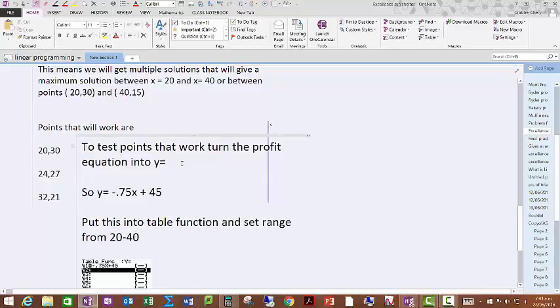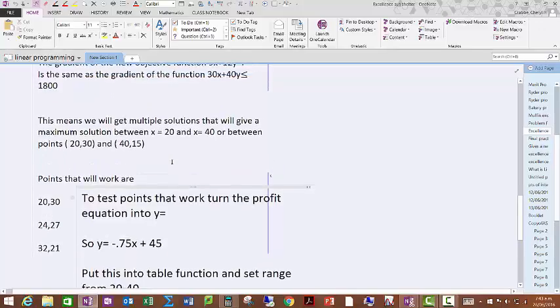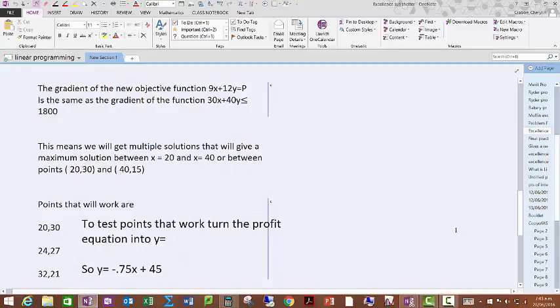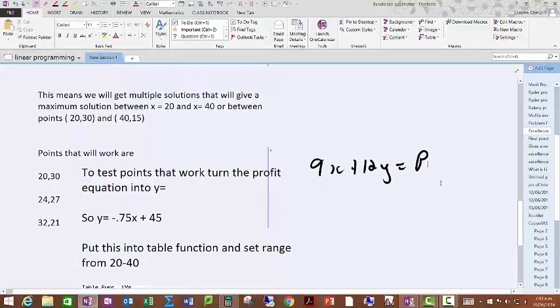those solutions. So what we're going to do is take this 9x plus 12y equals p and turn it into a y equals equation, which we've kind of already done by finding the gradient anyway. So we move the 9x over, and we get 12y is equal to negative 9x. Now, the p is going to be our maximum profit.